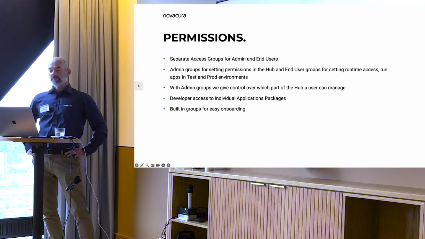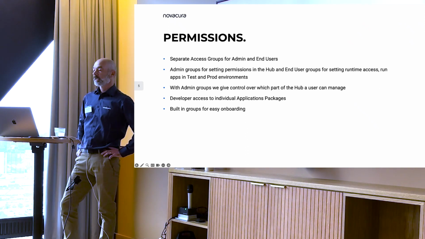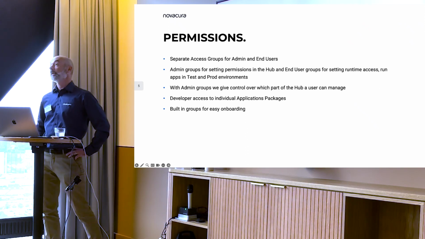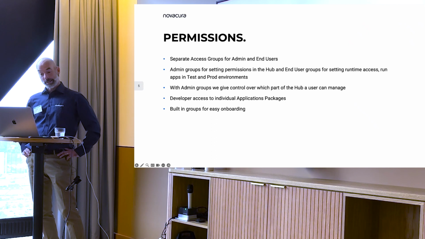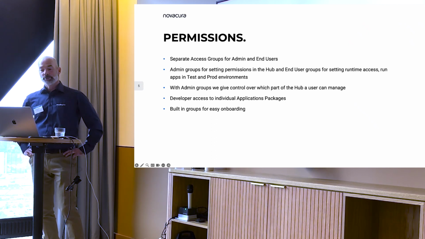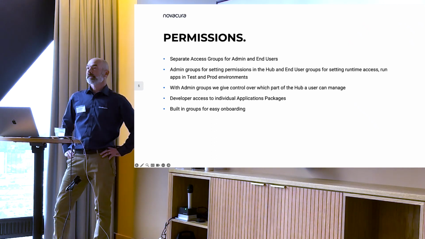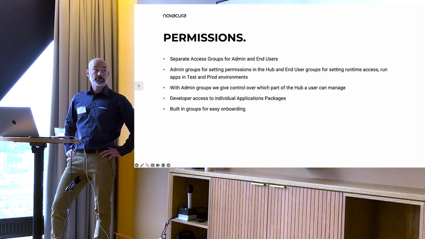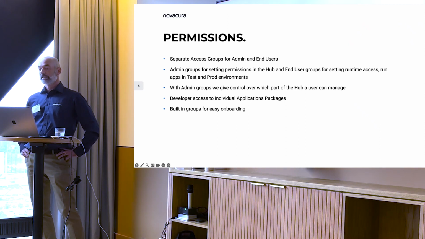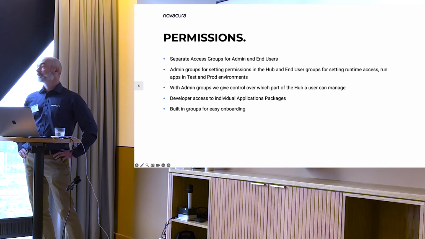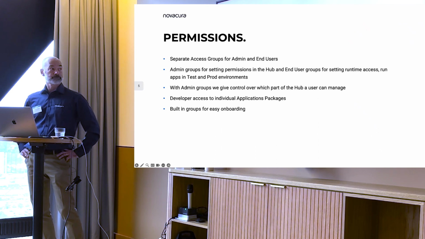Permissions. So in Flow Connect we have separate access groups for admin groups and end users. Admin groups are for setting permissions inside the hub, and end user groups for setting runtime access, meaning running apps in test and prod environments in the clients.